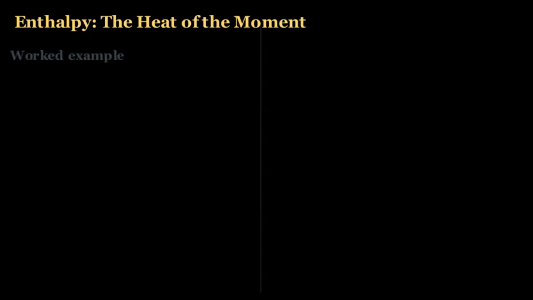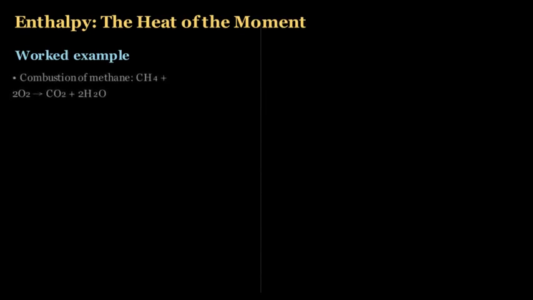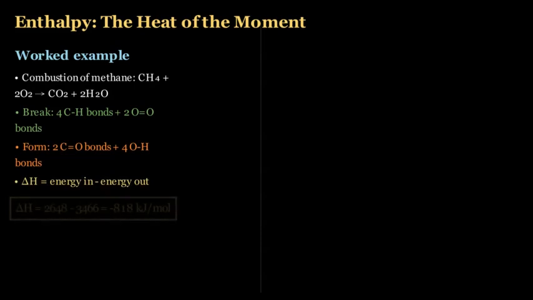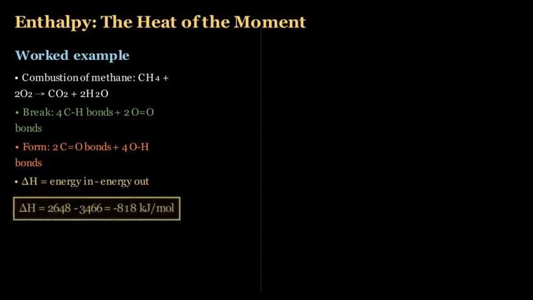Let's calculate the enthalpy change for burning methane, natural gas. The reaction is CH4 plus 2O2 gives CO2 plus 2H2O. First, we break all the bonds in the reactants, four carbon-hydrogen bonds and 2 oxygen-oxygen double bonds. Using average bond energies, that's 4 times 413 kilojoules per mole plus 2 times 498, giving a total energy input of 2,648 kilojoules. Then we form new bonds in the products, 2 carbon-oxygen double bonds and 4 oxygen-hydrogen bonds.